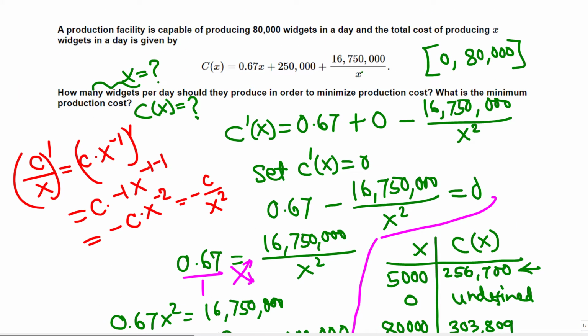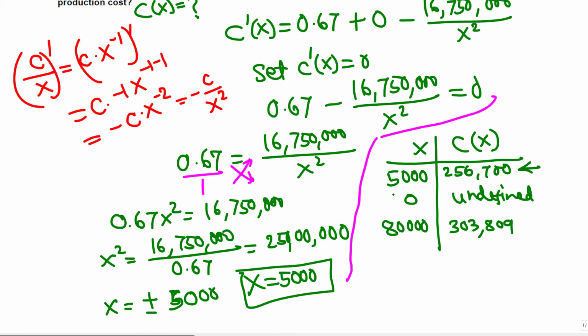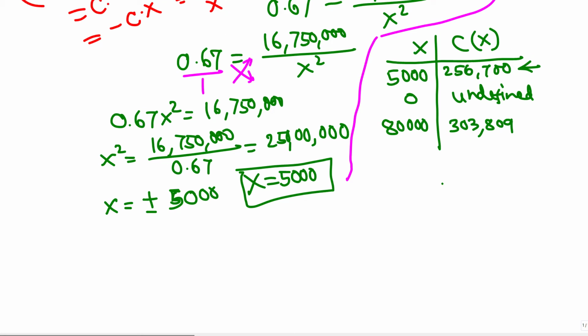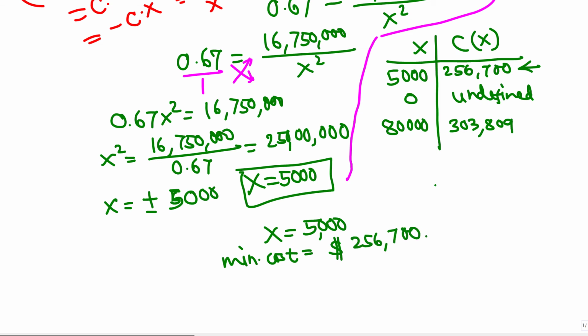So to get the minimum production cost, they have to produce how many widgets? 5,000, and the total minimum cost is this. So there can be two answers, so two parts. The number of widgets per day is 5,000, and the minimum cost in dollars is 256,700. Final.